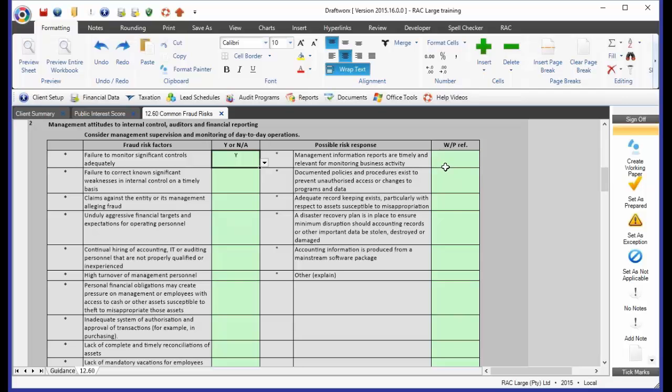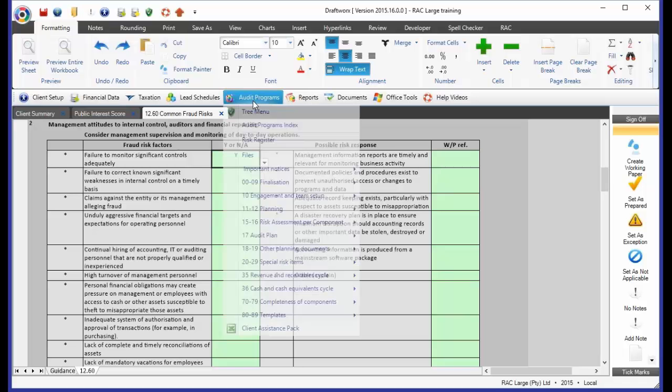Maybe put a working paper reference in if you have documented any additional information. But as I say, it's not a compulsory document, and if you like, you can just delete the document or just mark it as not applicable. It's just guidance, just some additional information.